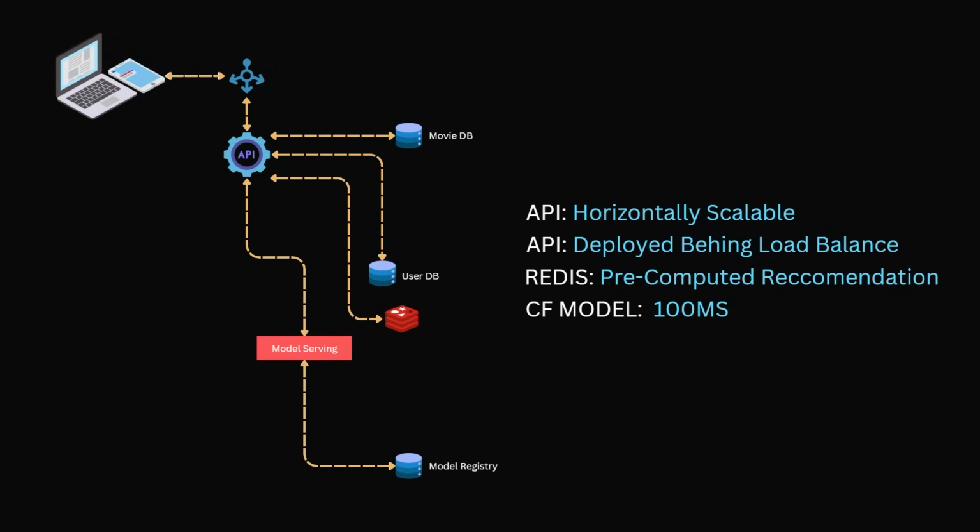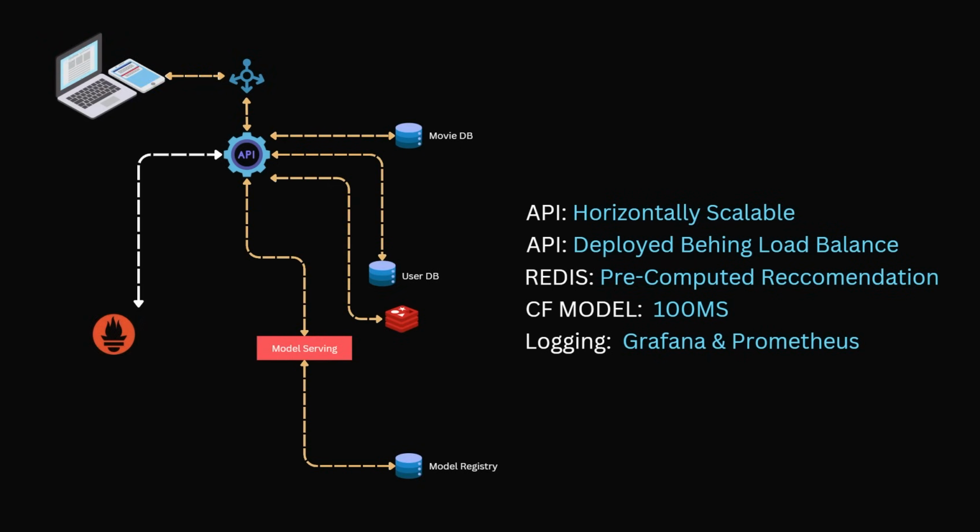First, logging and monitoring, which seems to always be forgotten in systems design interviews, which is funny because any engineer would tell you it's crucial. So we're going to implement two services, Prometheus and Grafana, for monitoring key metrics like latency, throughput, and recommendation quality. The final thing that we should possibly think about adding in is orchestration.